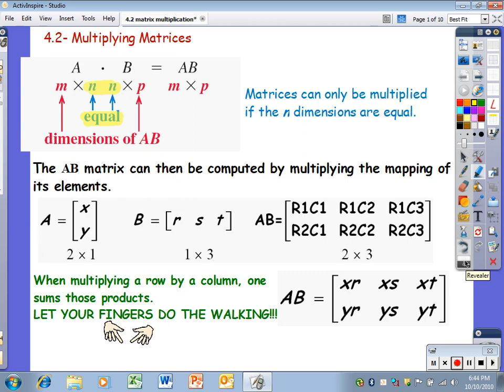Let's try an example. If matrix A is a 2 rows by 1 column matrix, and matrix B is 1 row by 3 columns, since the inside measurements 1 by 1 match, I should get a 2 by 3 matrix, which means I take the rows of the first by the columns of the second.